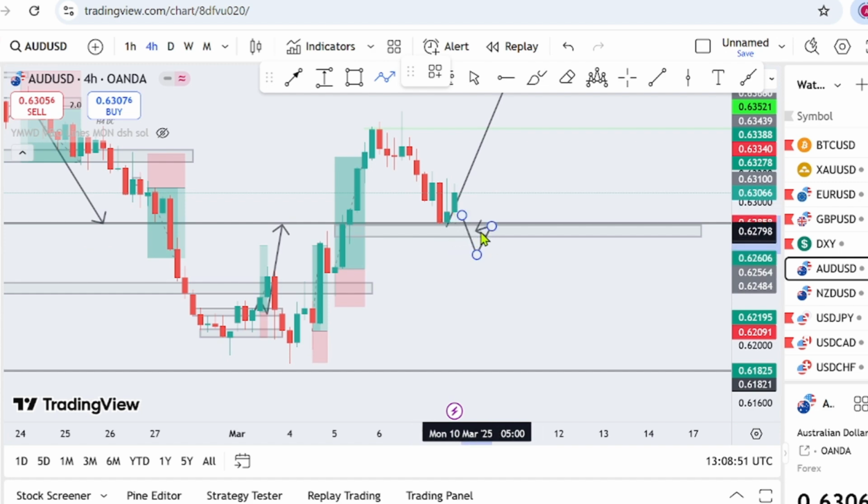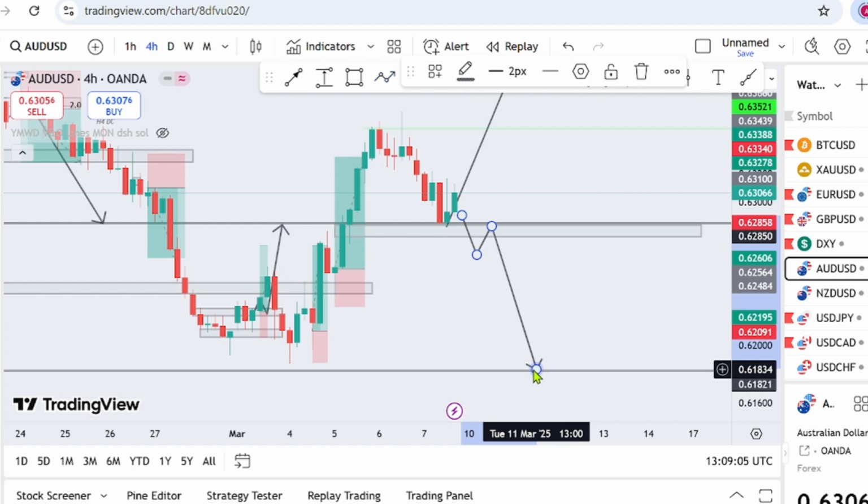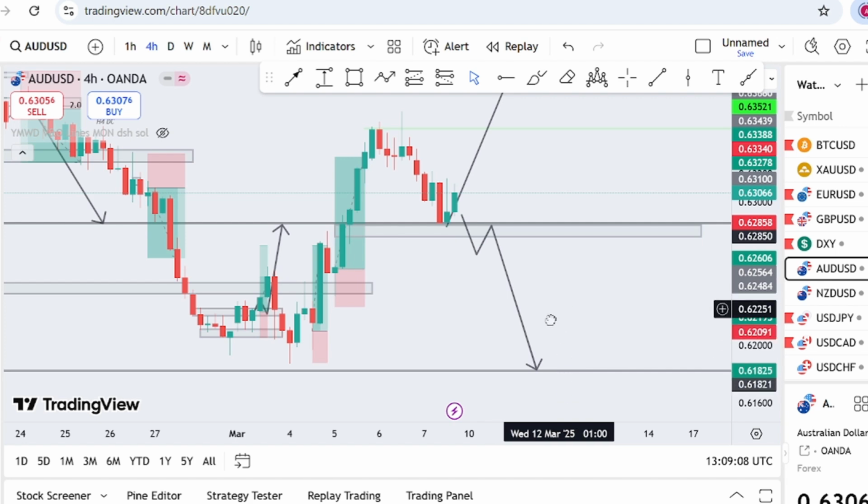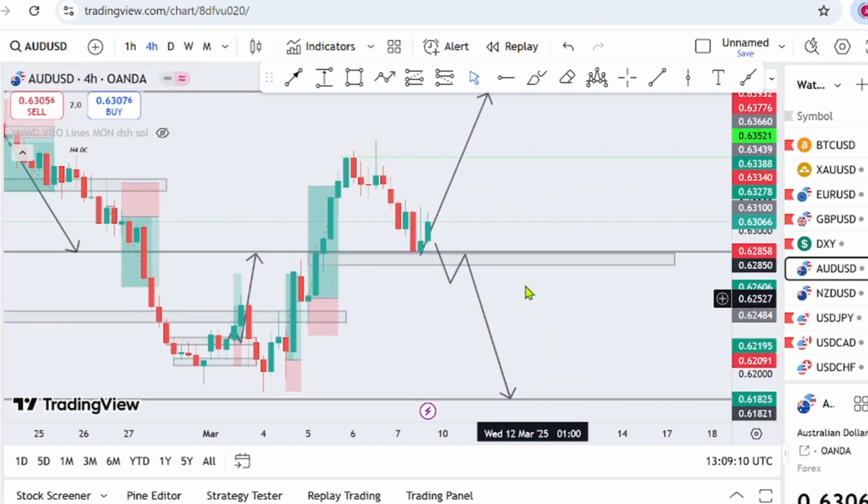Mind you, a 15-minute break and retest and a 1-hour break and retest, you don't necessarily have to wait for the 4-hour confirmations. If price is able to clear these lows too, you should be looking at a massive drop to 0.6183 to the downside. So do well to mark these levels on your phone or your PC, on AUDUSD.